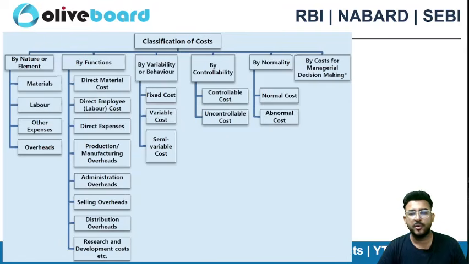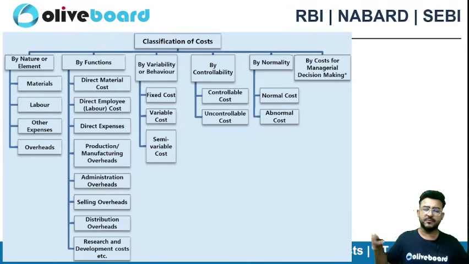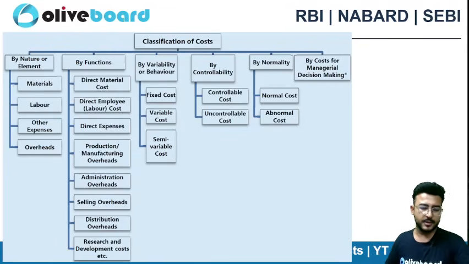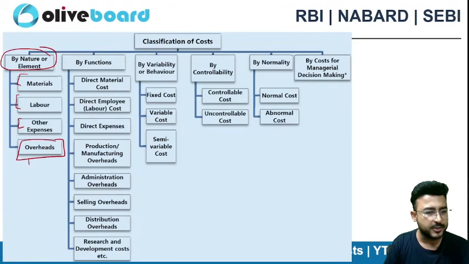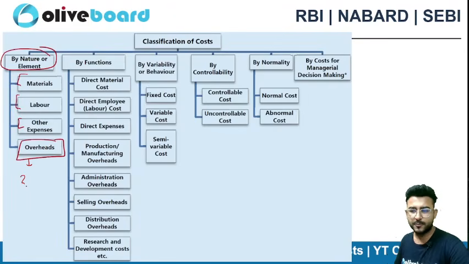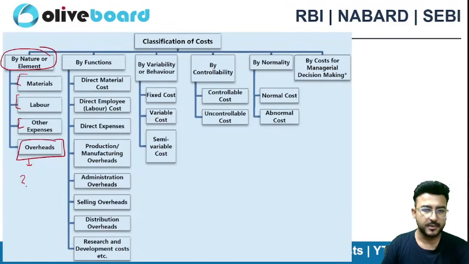Okay guys, now when it comes to classification of cost, there can be so many ways in which we can classify the cost. It can be based on nature or the elements like material, labor, other expense, overheads. Okay, do you know the meaning of overheads? Have you guys ever heard about this term, overheads?